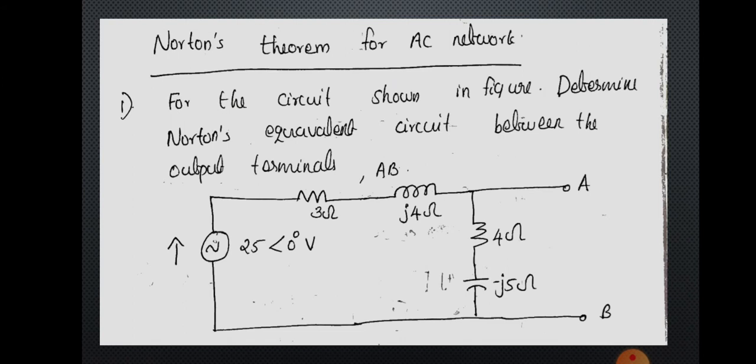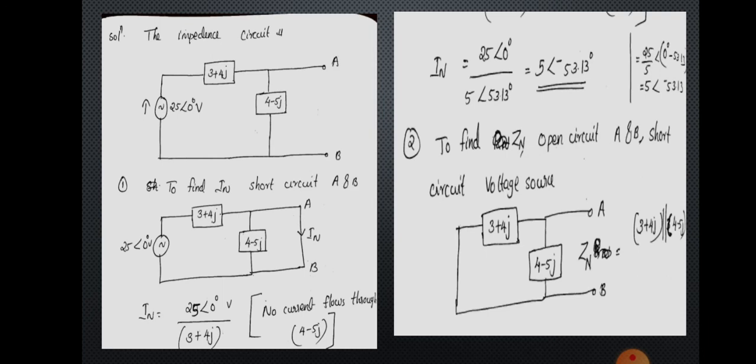Here you can see that the input source is a voltage source that has a value 25 angle 0 degree volt, and resistance is 3 ohm, and there is an inductance j4 ohm, and another resistance 4 ohm is in series with the capacitance minus j5 ohm. So in the first step we can draw the impedance circuit by combining 3 ohm and j4 ohm.